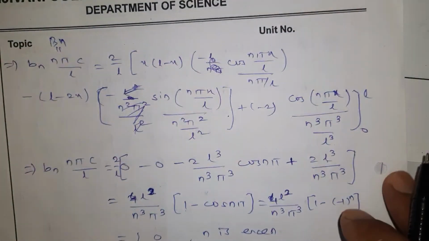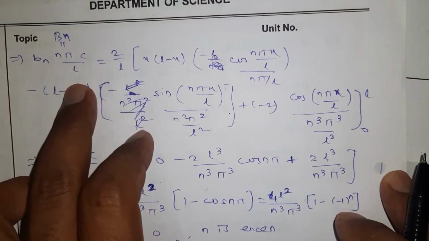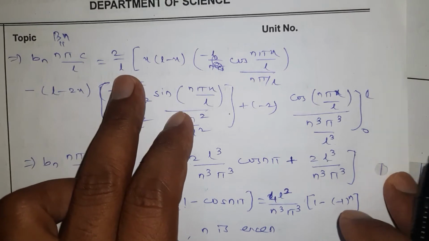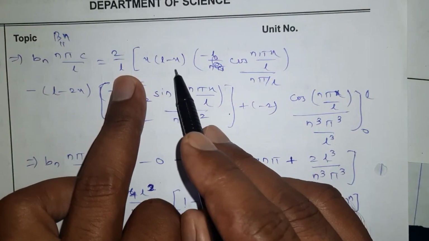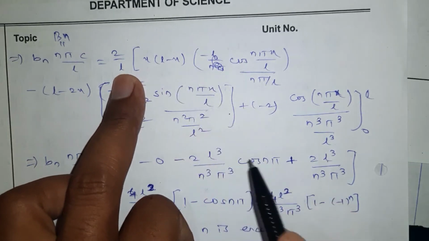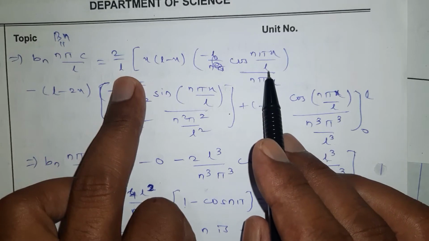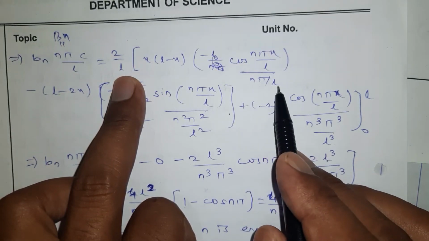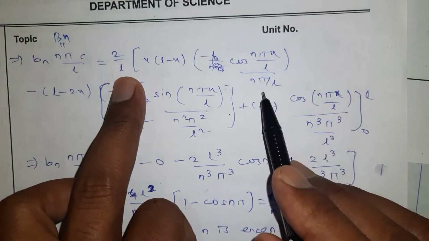Instead of writing again and again, I just write that in this way directly. So Bn n pi c upon L is equal to 2 upon L, u into v rule. u is my x into L minus x. So x into L minus x as it is. What is the integration of sine? Minus cos n pi x upon L divided by n pi upon L, or you may write L upon n pi directly. But I just extend one step.